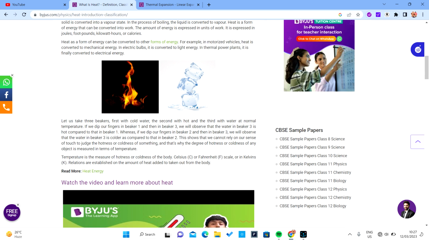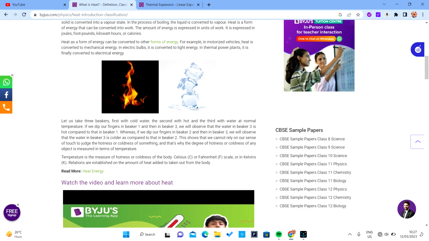And since I said that heat is a function of temperature, it directly influences the temperature. So that means that temperature is more like the measure of the hotness or coldness of the body, because whether the body is hot or cold depends on the amount of heat that the body is generating. So temperature is the measure of the hotness and coldness of the body.